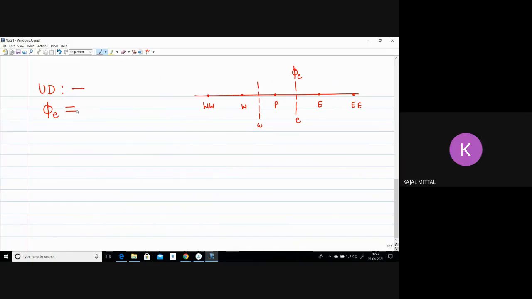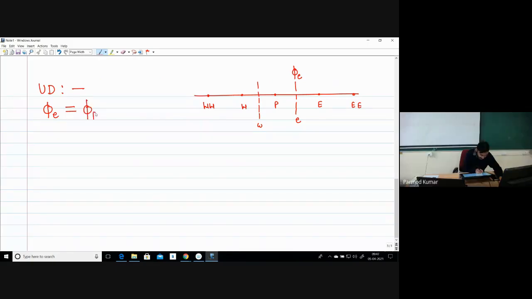Phi P. Okay, then comes the second scheme. Now let us consider the linear upwind differencing scheme. So this is piecewise upwind differencing, the first one. Now the second one, let us consider linear upwind differencing.